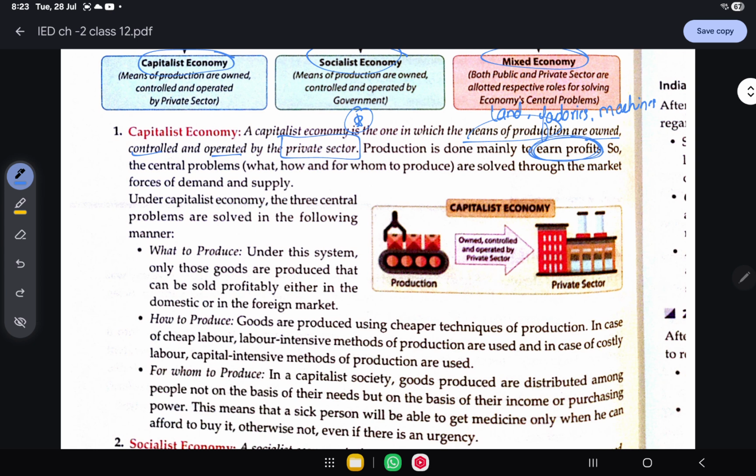And here in the capitalist economy, the government has very little interference. Okay? Here basically in a capitalist economy, the market, meaning the demand and supply, decides most economic activities. For example, if you take the US as an example, it is basically a largely capitalist country. Similarly, if you take Singapore as an example, these two countries have capitalistic features.